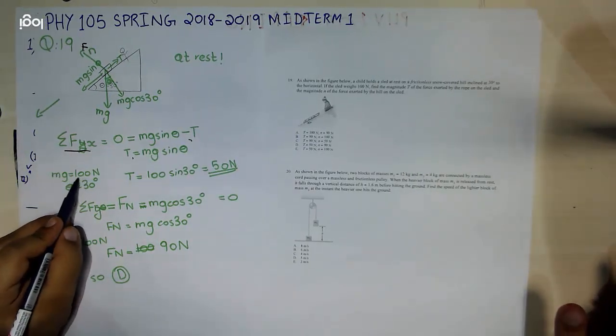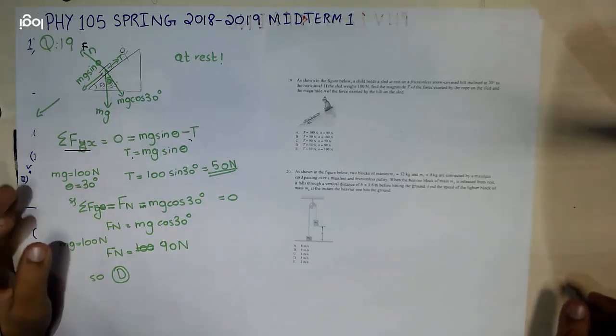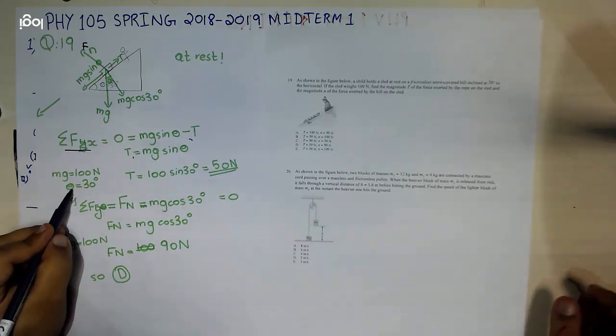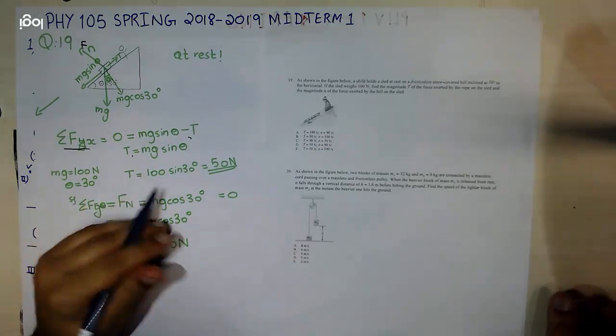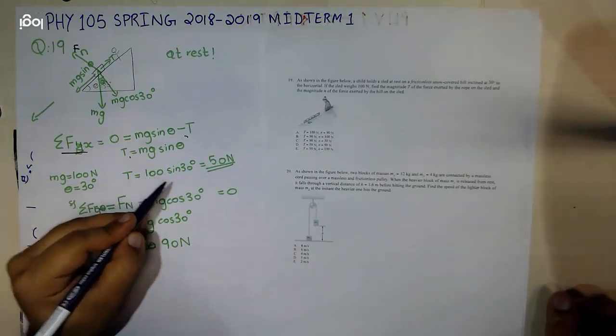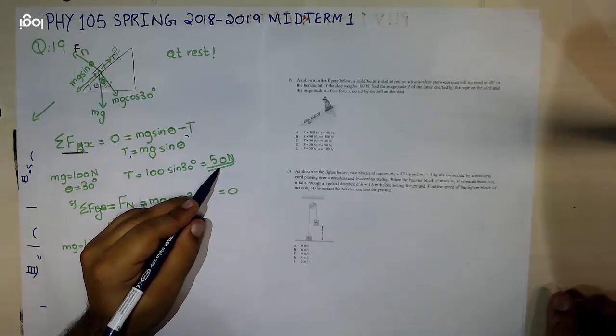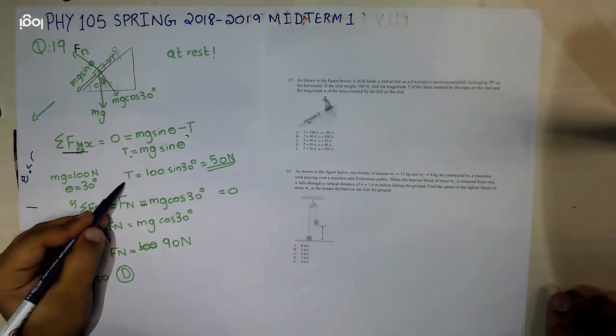We have mg, which is 100 newtons, which is basically the weight of the box given to us. Theta, we already know theta. We can plug in the numbers. This is 100 times sine theta, which becomes 50 newtons. So 50 newtons is our tension.